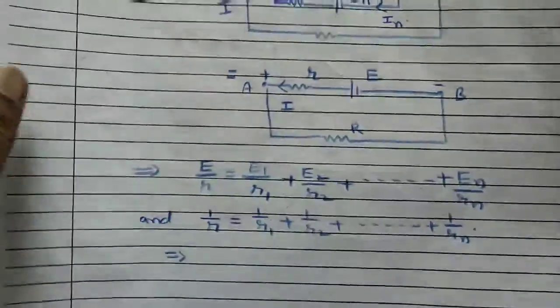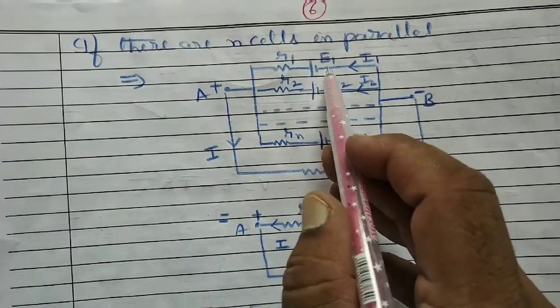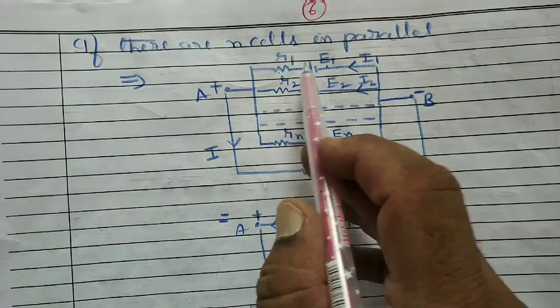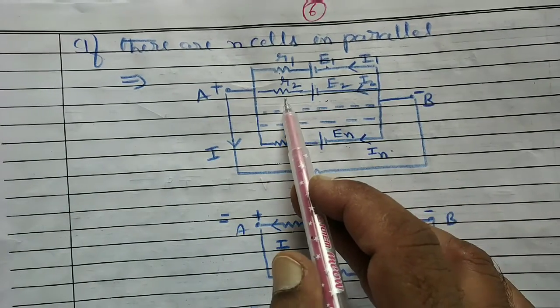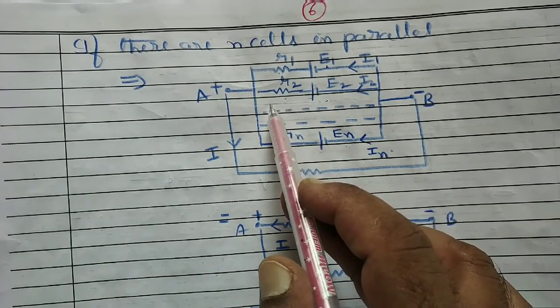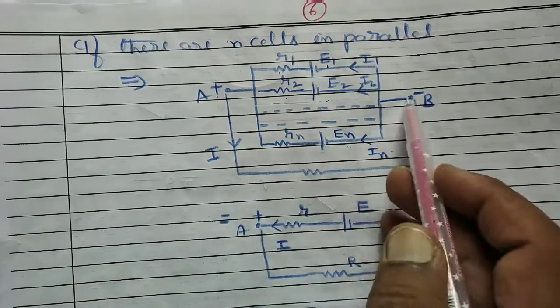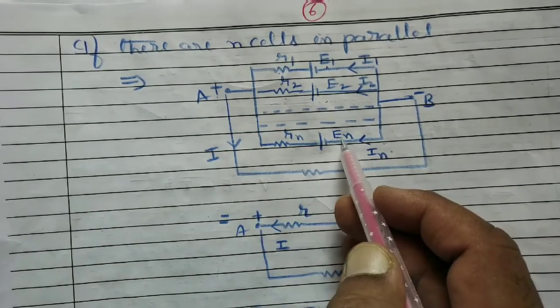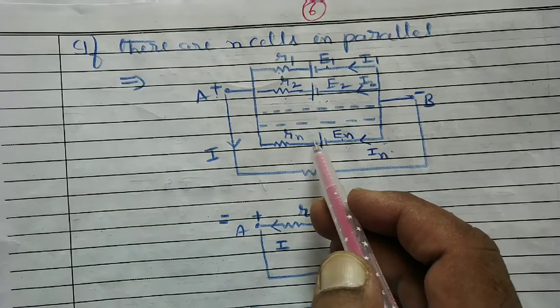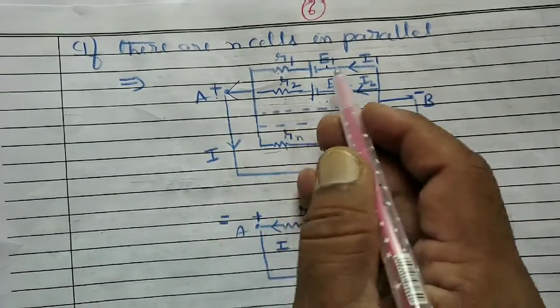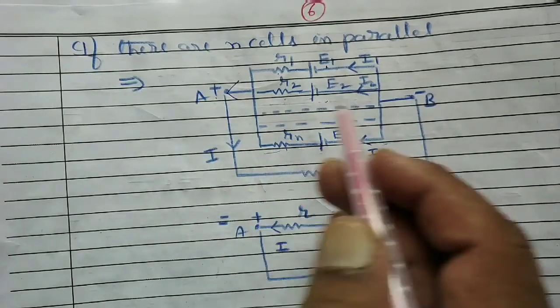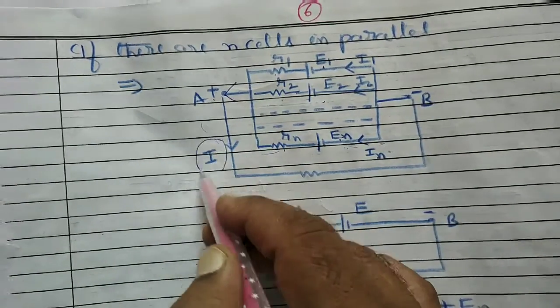Now we can extend this formula to n cells. If there are n cells in parallel, for example between A and B, one cell E1 has internal resistance R1 and through that the current passing is I1. Another cell E2 has internal resistance R2, through that current passing is I2. In that way, how many cells are present between A and B? N cells are present. This is the nth cell, its EMF En and its internal resistance Rn. Through that the current passing is In. So the total current here will be I1 plus I2 plus I3 and so on up to In. The total current is added to become I.